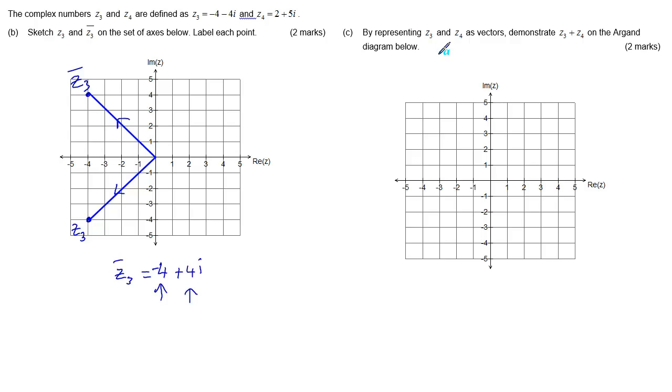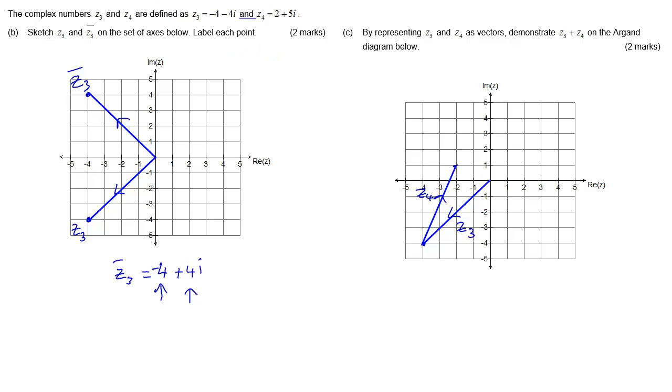By representing z3 and z4 as vectors, demonstrate z3 plus z4 on the Argand diagram below. So z3 is negative 4, negative 4, so that's down here, like so. So this one is z3. And then z4 is 2 plus 5i. 1, 2, 3, 4, 5. So that's just going to go from here to here. So it's just vector addition. So that's z4.